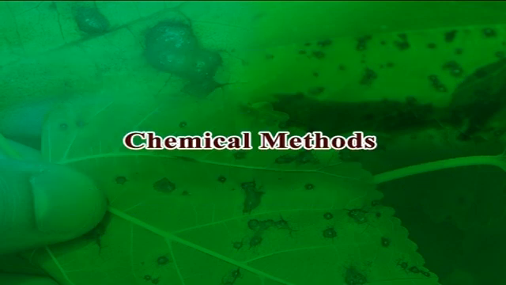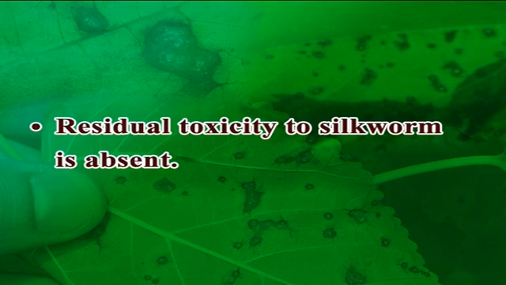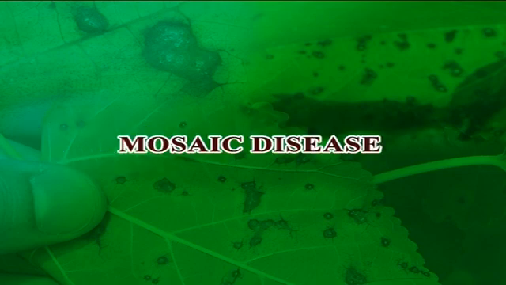Chemical methods. Use of 100 ppm, that is parts per million, streptocycline solution, that is 1 gram of chemical in 10 liters of water. The foliar spray twice at 4 days interval has been found to be effective. Residual toxicity to silkworm is absent.